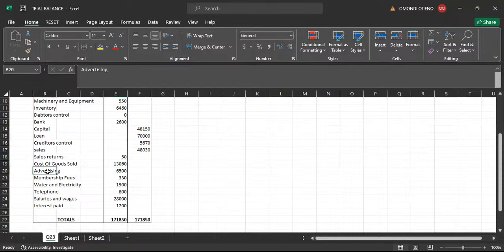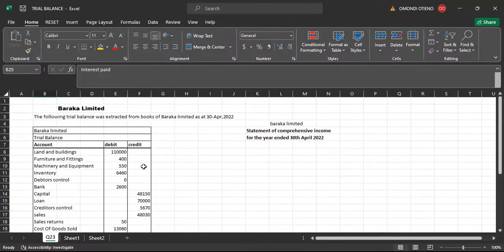We have advertising costs, that's an expense, membership fees expense, water and electricity, telephone expense, salaries and wages expense, interest paid is an expense. So it is just as simple as we are seeing it here. I want us to use this simplified thing to calculate everything. That is the statement of comprehensive income and also statement of financial position.